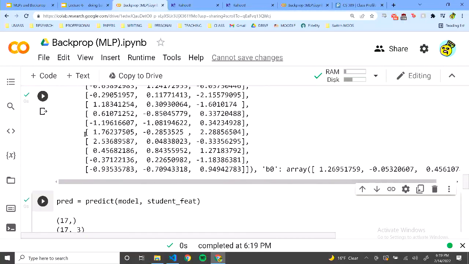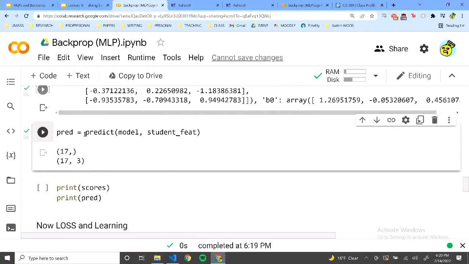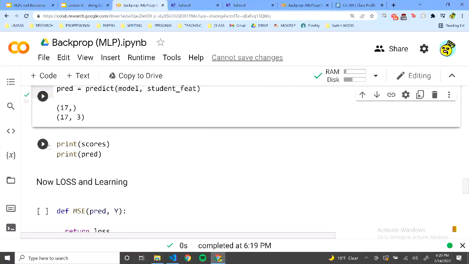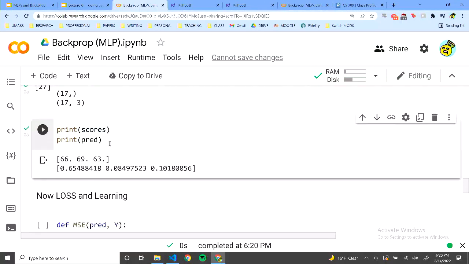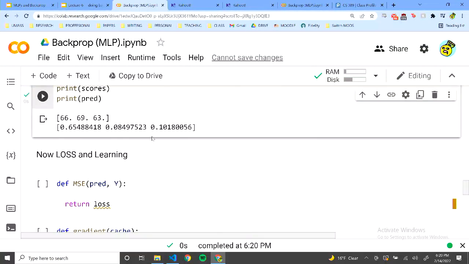All right, cool. Thank you. So we have the predict now, and let's actually look at what we predicted. So we'll print out the actual scores and then the prediction. Not particularly great. We were supposed to be getting 66, 69, 63, and we're getting 0.65, 0.084. This is just because we've randomly initialized. We haven't done any learning yet. It's totally expected.